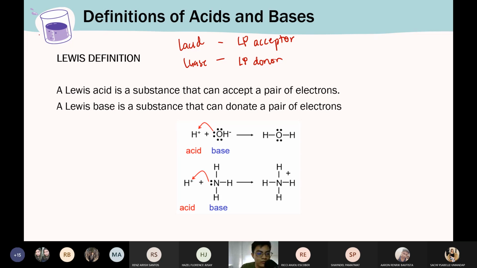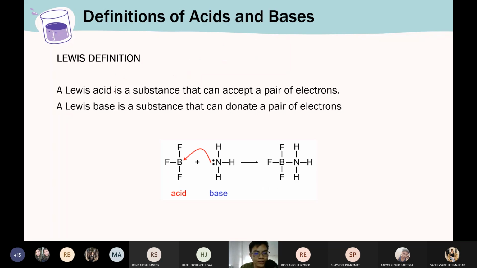Okay? So ito lang yung new idea kay Lewis. There is a formation of chemical bonds. Okay? May nabubuong chemical bonds. Okay? So, yan ang ating tatlong definition ng acids and bases. So, let's look at this again. So, ito may lone pair. Pagdating sa product side, wala na siyang lone pair. So, ibig sabihin, siya yung Lewis base. Ito yung Lewis acid.